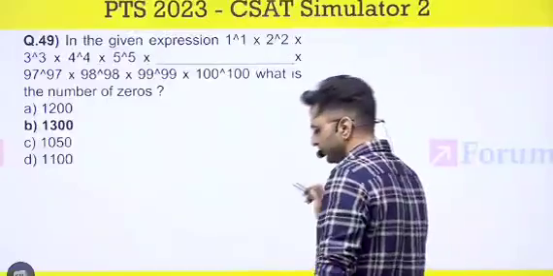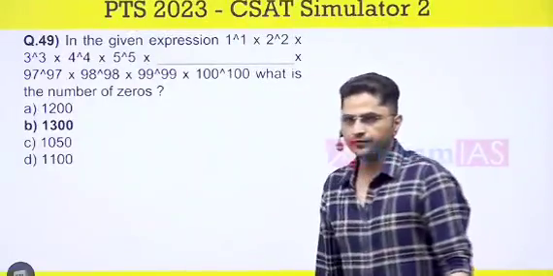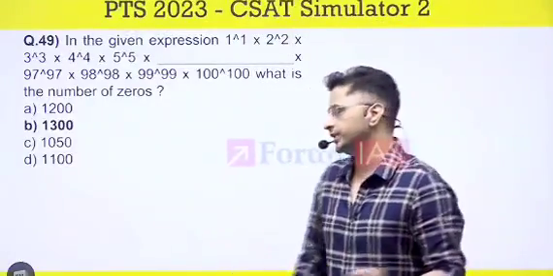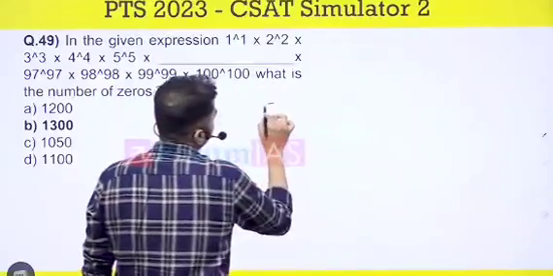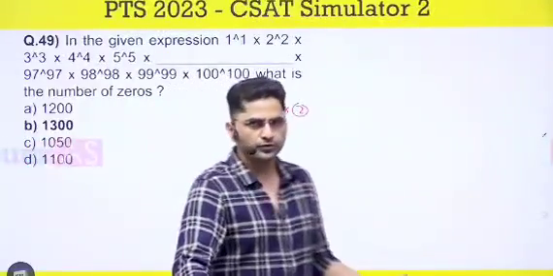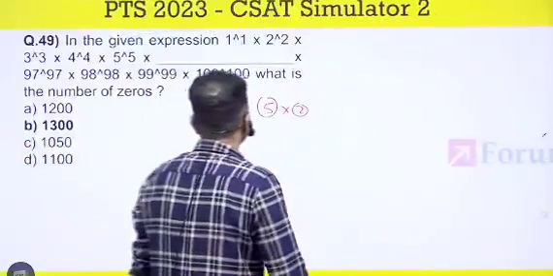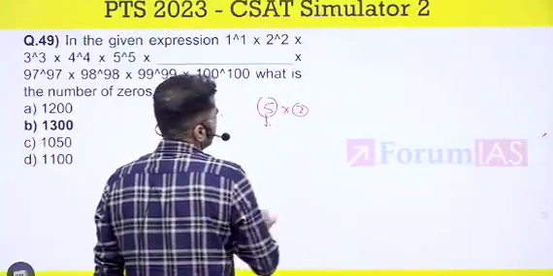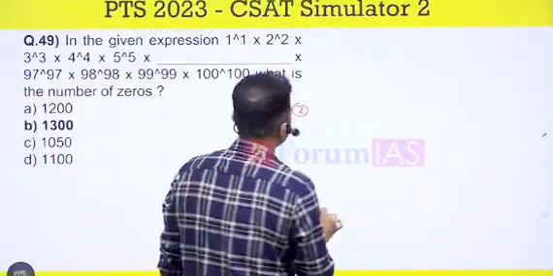Next question here. This is a very good question. It asks you to find the number of zeros. Now the number of zeros would depend upon the number of 5s and the number of 2s. Now the number of 2s are aplenty, so let's focus on the number of 5s. This is the first thing we have to focus on, the number of 5s.